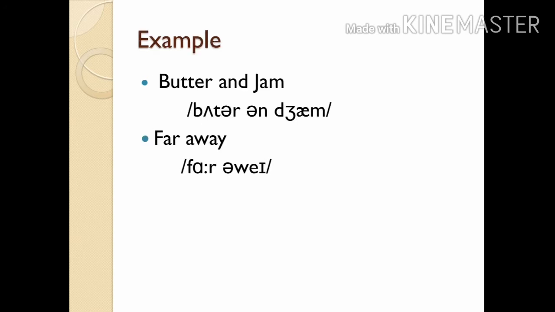For example, in expressions like butter and jam, far away, the final letter R of the first word is pronounced. Here, the R in the word butter is followed by the vowel sound A. So, the letter R is realized as phoneme R in pronunciation. But the R sound will not be pronounced if the R in spelling is not followed by a vowel.